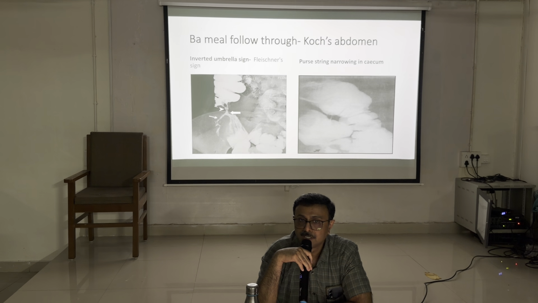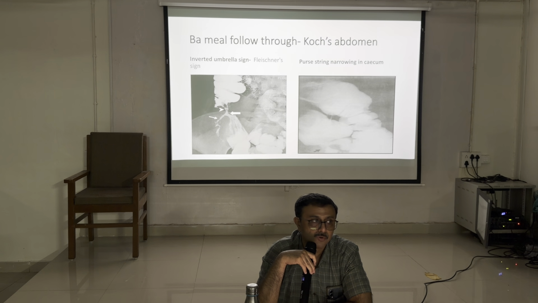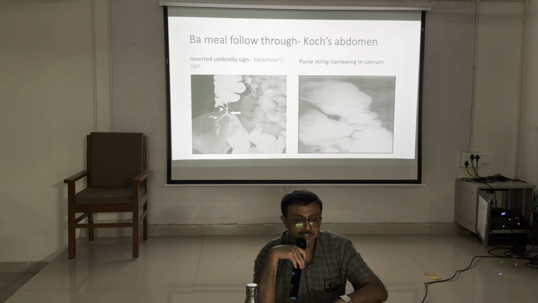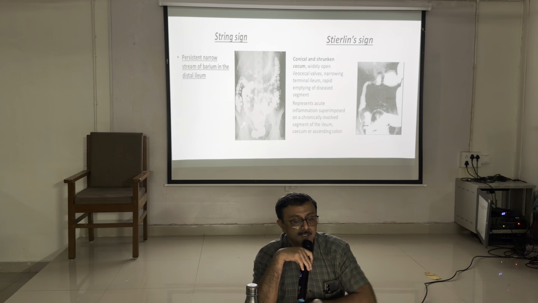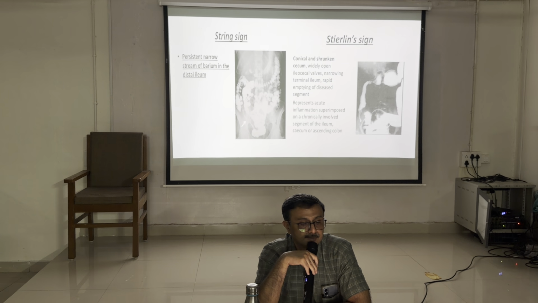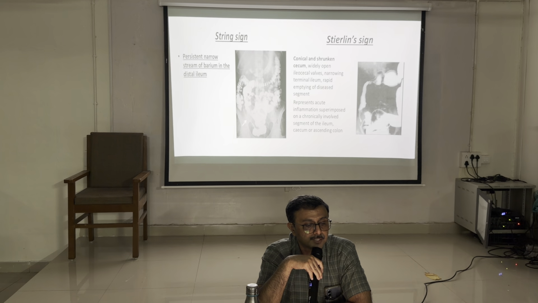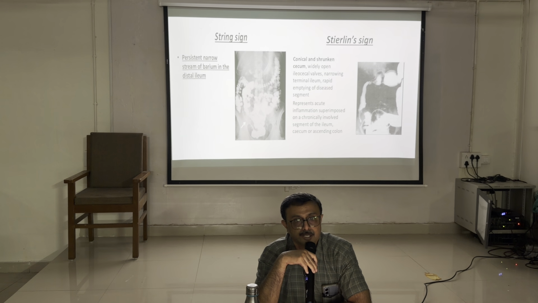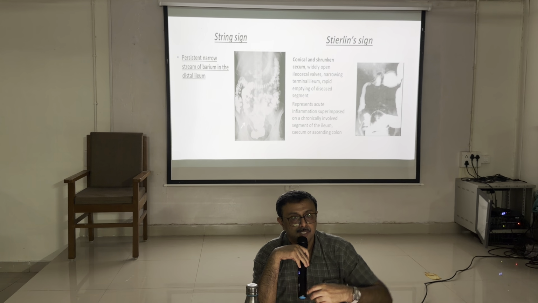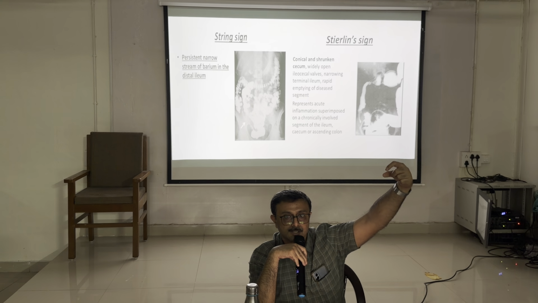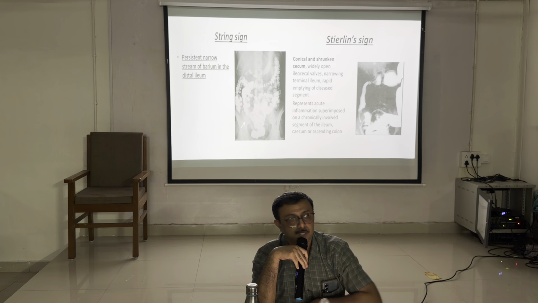First, a narrowed cecum, again contracted fibrous cecum looks like a purse-string sign. String sign and stierlin sign. What is string sign? Persistent narrow stream of barium in the distal region. This is a static sign. Cecum thin, very low, because it is a narrow, fibrous terminal ileum.